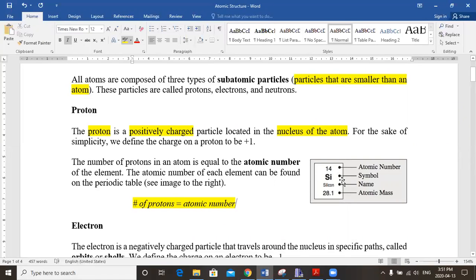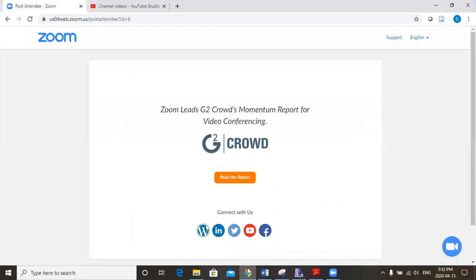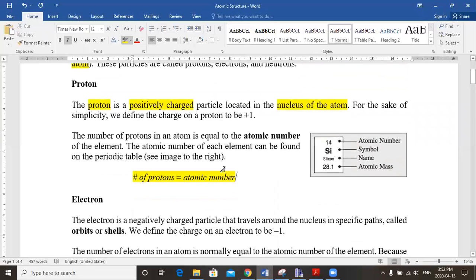So that's pretty much it about protons. That's all we really need to know for grade 9 is to determine the number. If you know the atomic number of the element, then you know the number of protons. For example, if we said some element has 37 protons, we could go to the periodic table and look for element number 37, and it would be rubidium. So that's how that works for protons.